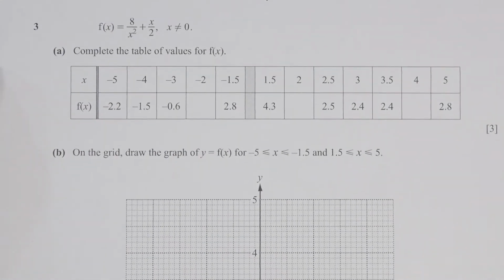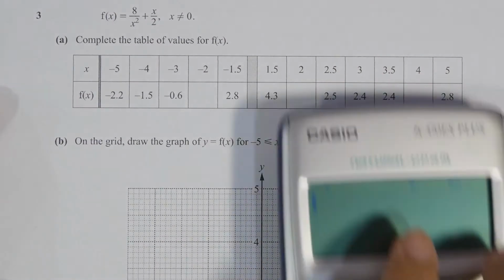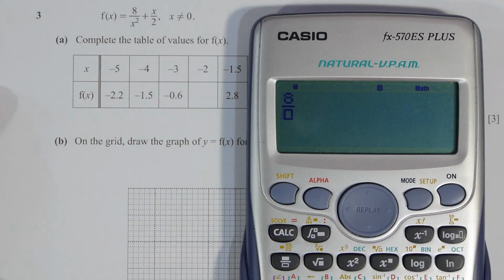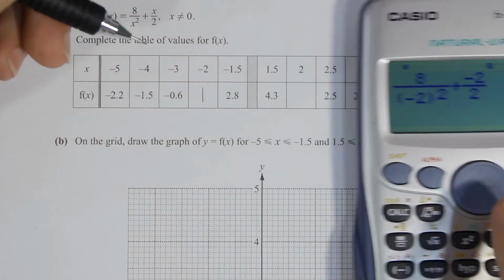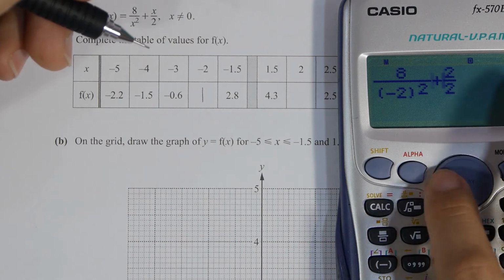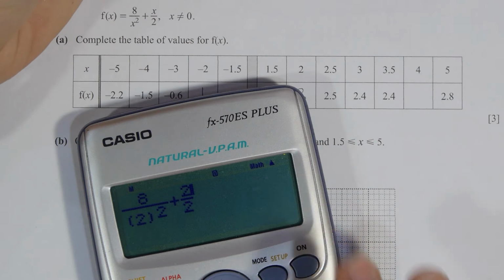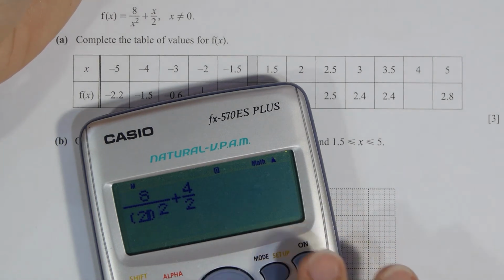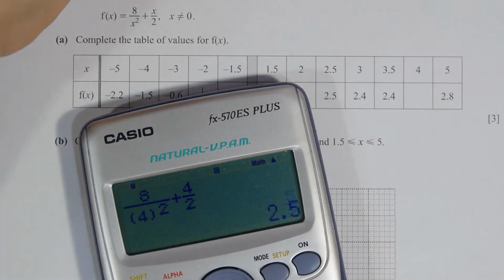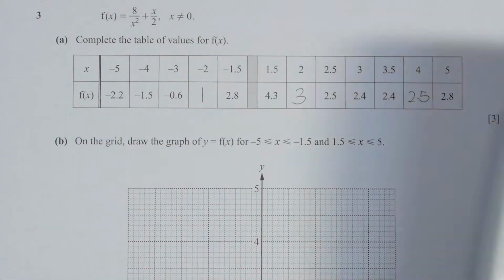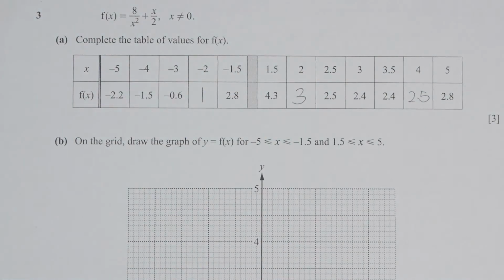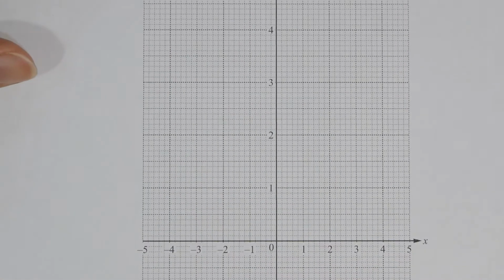So just take 100 minus 10%, then you will get 90%. Question 3 part A, pretty straightforward. Simply substitute -2, 2 and 4 into the formula, then you will get the respective f(x) value. With the values that we have gotten, we can now construct the graph as shown below.